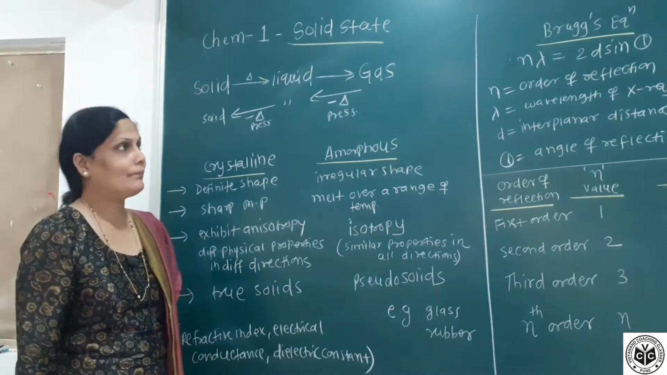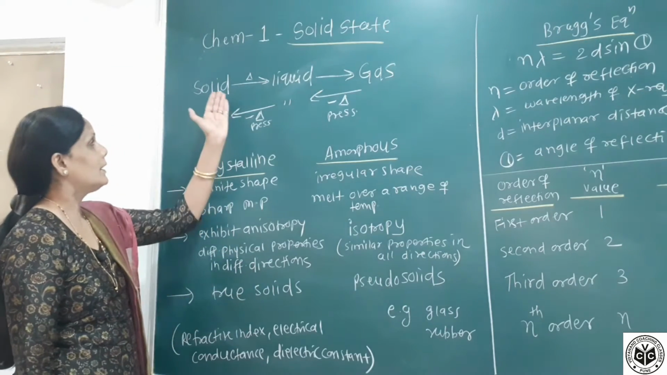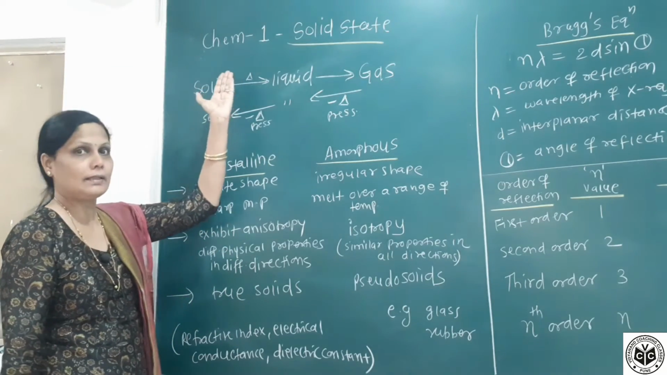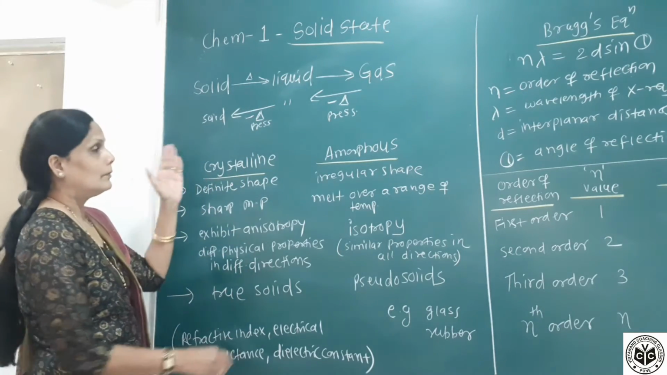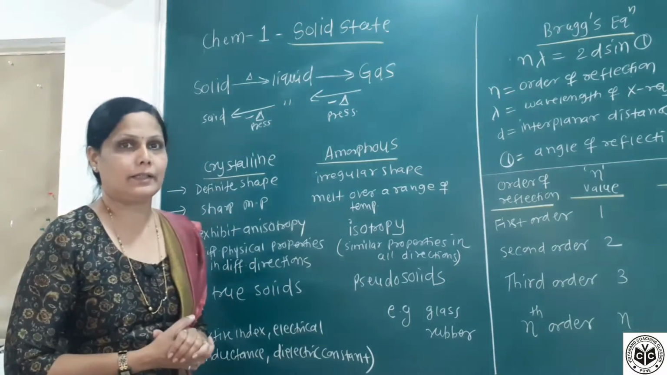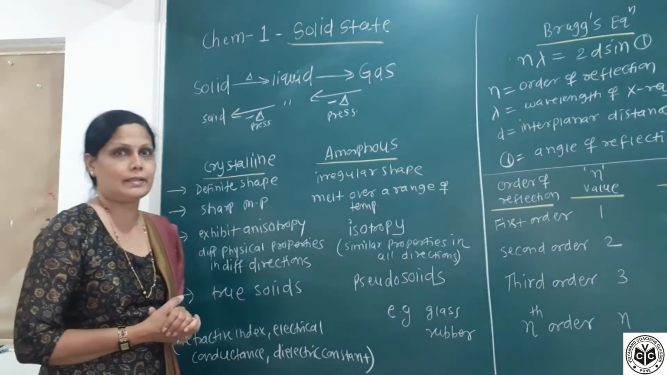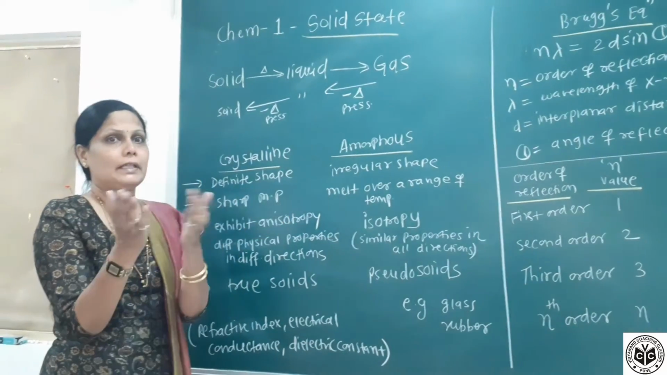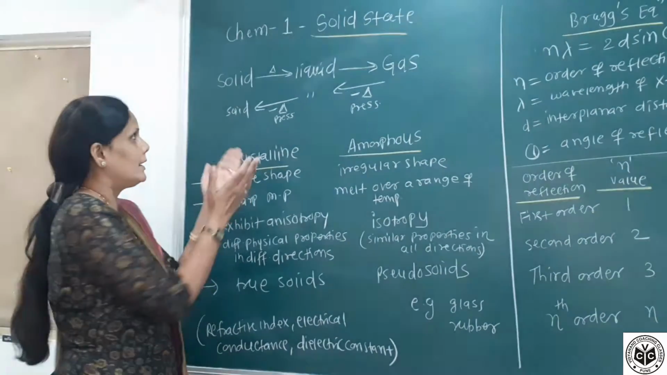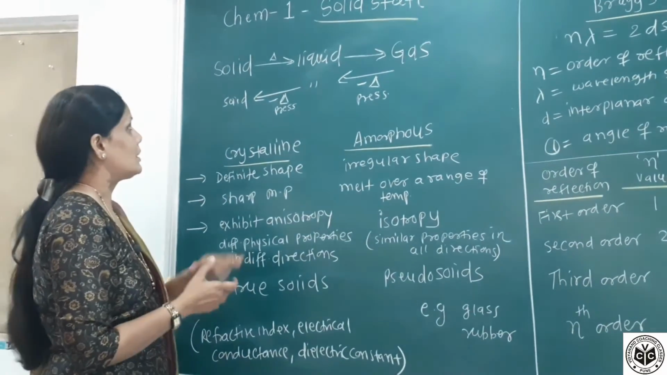Hello students. So today we will start with chemistry 1's chem 1 solid state chapter. Basically there are three physical states: solid, liquid and gaseous state, and these three physical states are interrelated with each other because of two physical properties: temperature and pressure.